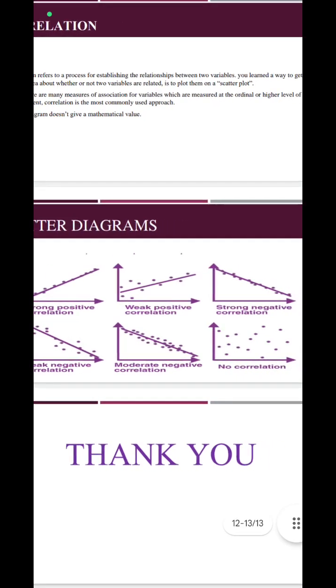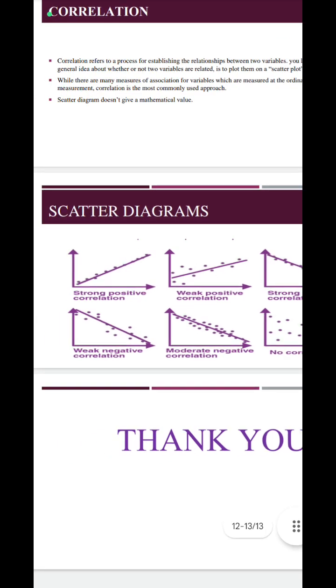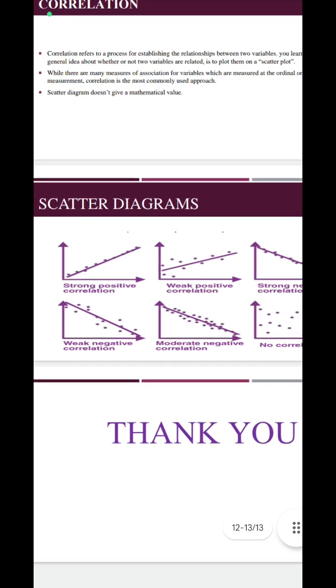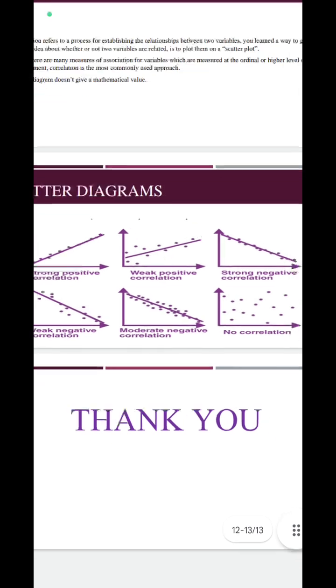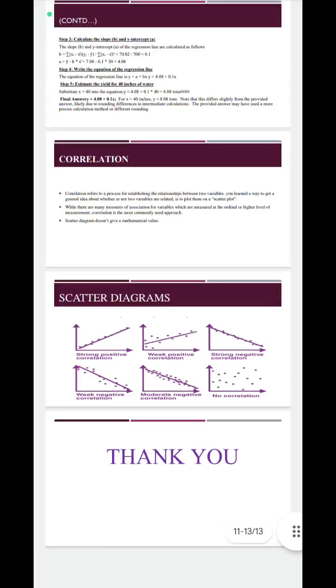And the strong negative correlation gives scatter points that are closely seen and come downward towards the x axis. Here also the weak negative correlation comes towards the x axis, and the moderate negative correlation is given, where more dots or scatters are seen, and no correlation, where the data points are scattered randomly.